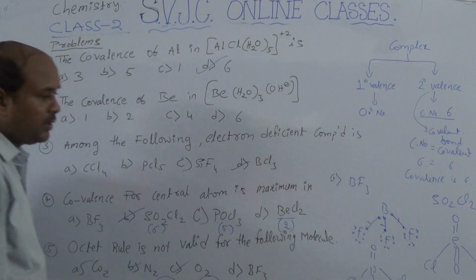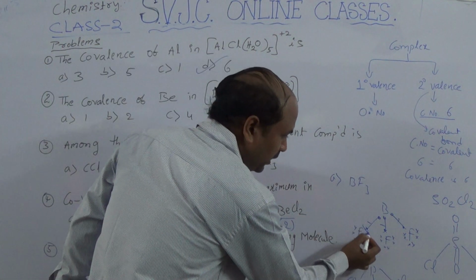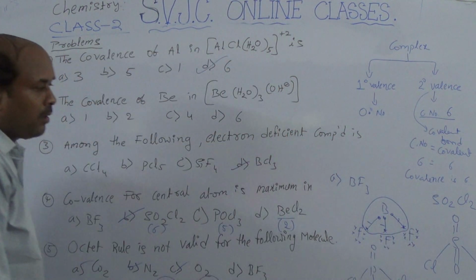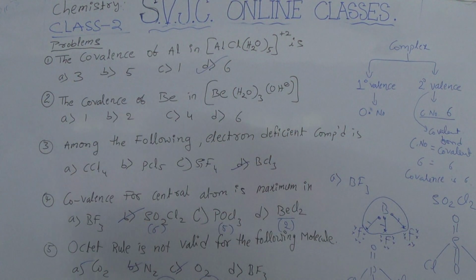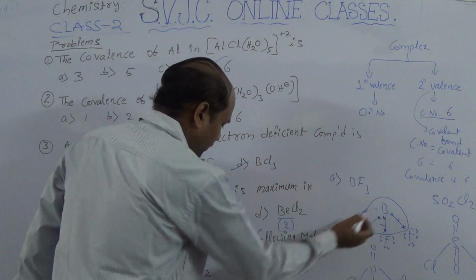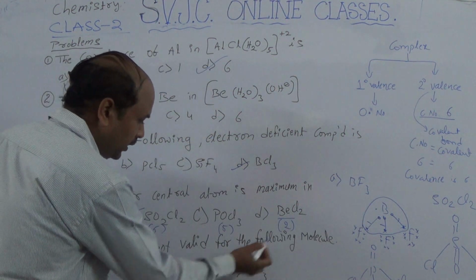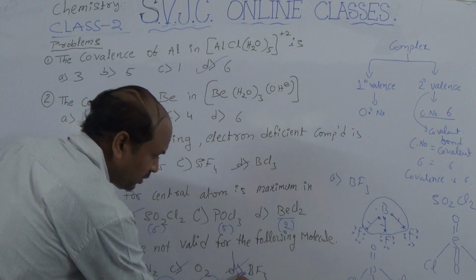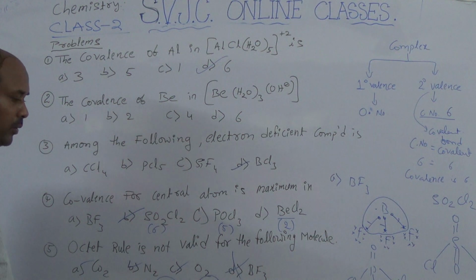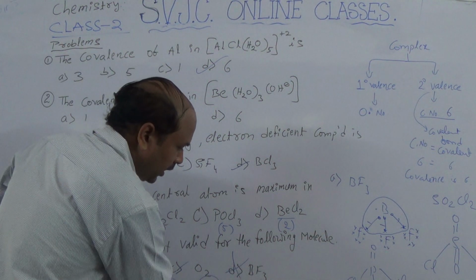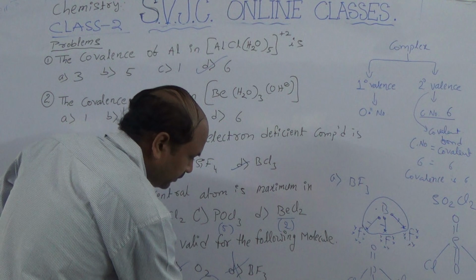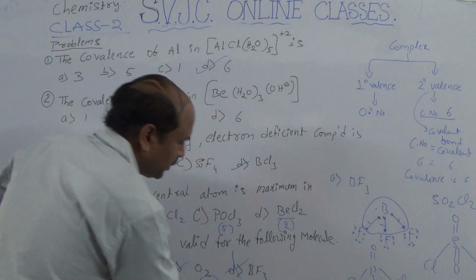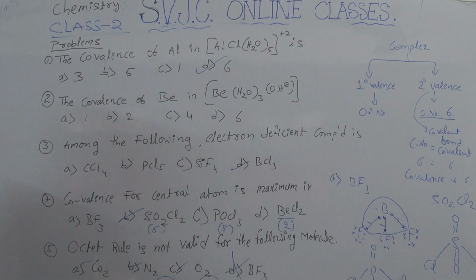In this one, boron is the central atom, and around the boron 6 electrons are present, so the octet rule is not valid. So this one is not obeying the octet rule. This is our answer, answer is D. So these are the extra problems related to yesterday's class.